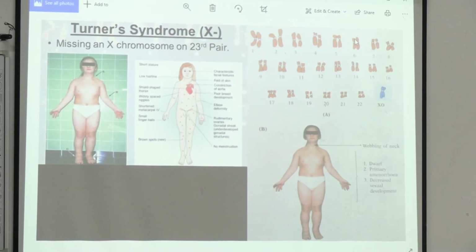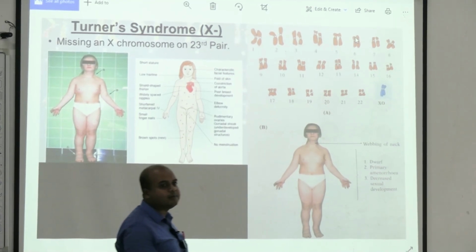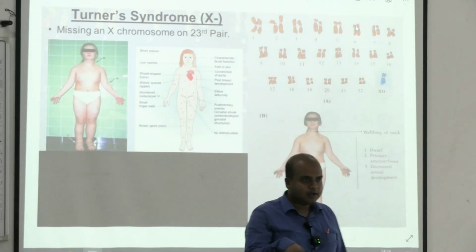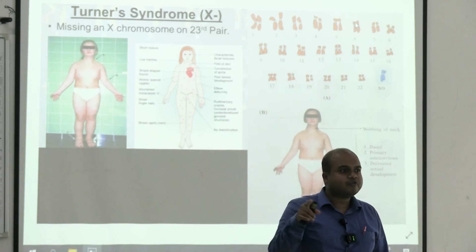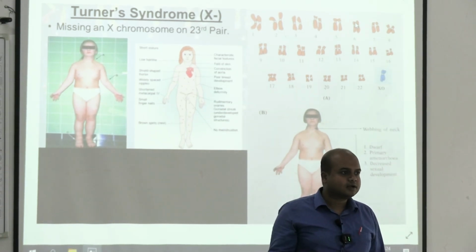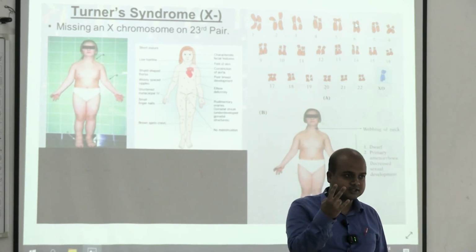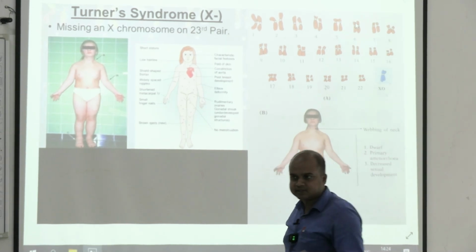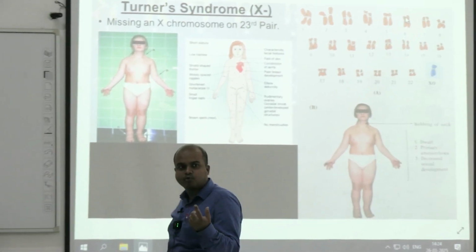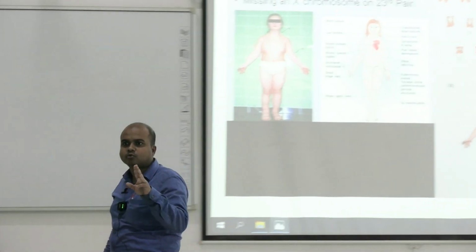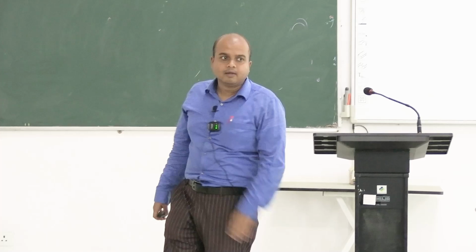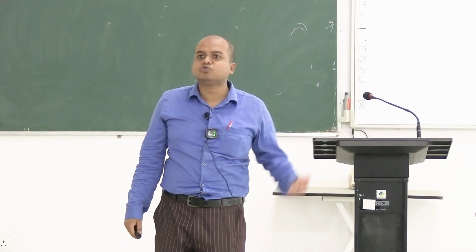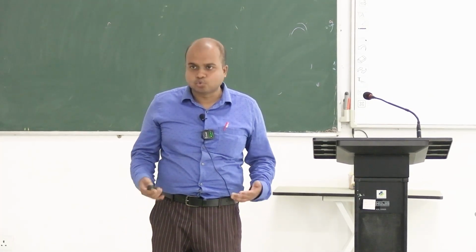Will there be a bar body? In Klinefelter, XXY, there will be a bar body. In a super female, XXX, how many bar bodies? Two bar bodies. Any X chromosomes in excess of one, there will be bar bodies. So if there is one excess X chromosome, that means two X chromosomes total, one bar body. Three X chromosomes, two bar bodies. Sometimes the Y chromosome is seen as an F body in Klinefelter.